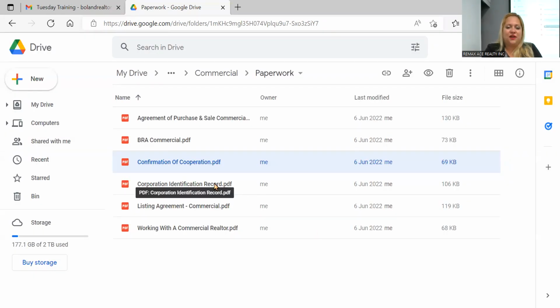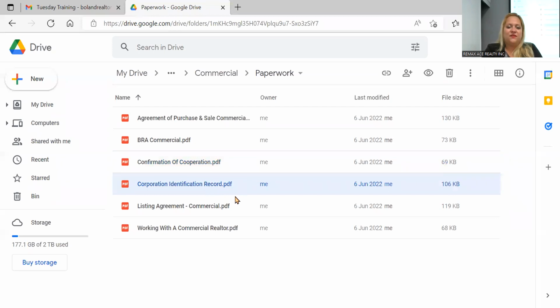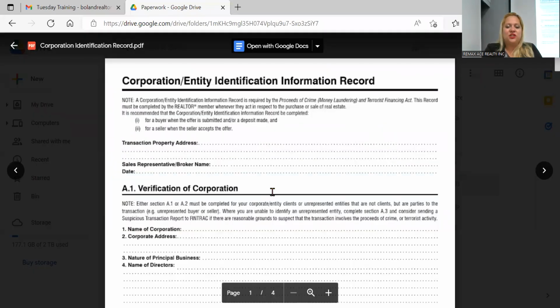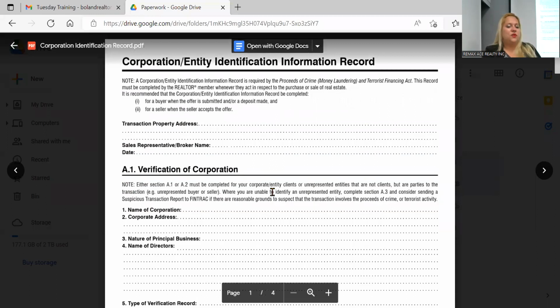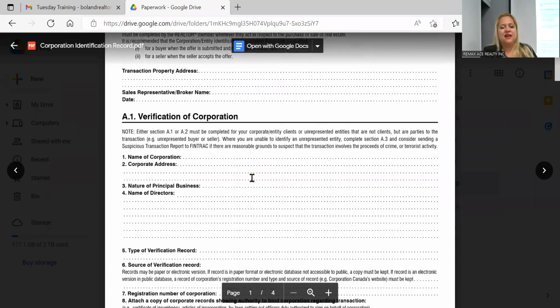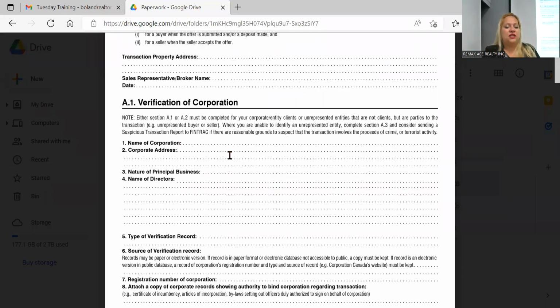Corporation identification record. What do you need for this? So the corporation identification record, you're just going to put the property address and everything. It looks like our regular identification records, but in this, you're going to put the corporation name and address, the nature of the business, and then name who the directors are. How do you know your client is a director of this property?